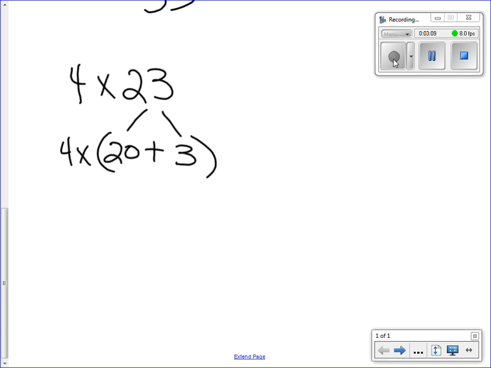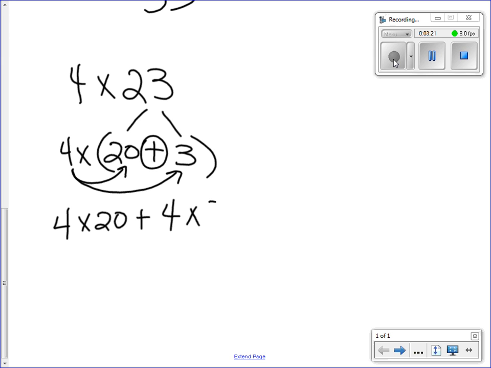To make my problem, I'm going to do 4 times 20 and then 4 times 3. So 4 times 20, then use your symbol, plus 4 times 3. 4 times 20 is 80, plus 4 times 3 is 12, and then 80 plus 12 is 92. So that is your distributive property.